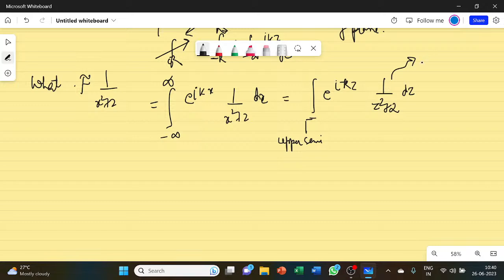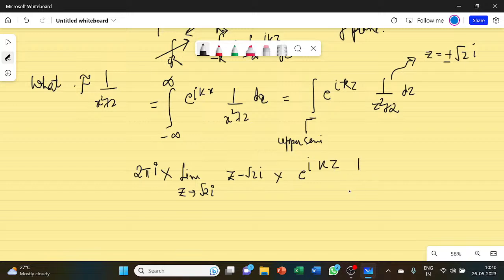And you see, this particular function has two poles. The exponential is an entire function, forget about it. This particular function has two singularities, and these singularities are basically poles only. They are simple poles. So one has to find the sum of residues, 2 pi iota times the sum of residues. You have to find the residue at z tends to root 2 iota: z minus root 2 iota into e to the power iota kz into 1 upon (z minus root 2 iota)(z plus root 2 iota). This is how you find the residue for simple poles.